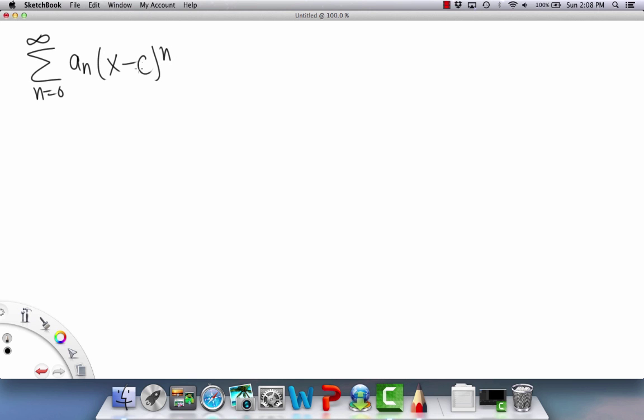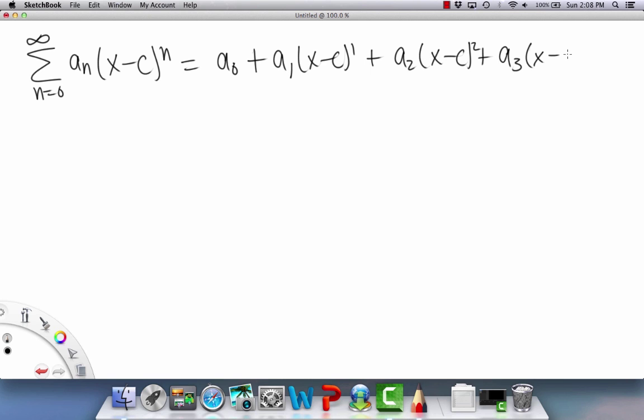So what we're going to have is something that looks like this. And this is going to be, as we've seen before, a0 plus a1 (x minus c) to the 1 plus a2 (x minus c) squared plus, and I'll write one more, a3 (x minus c) to the third, and etc., right? And then, as we've seen before, the Taylor polynomial looks like this.